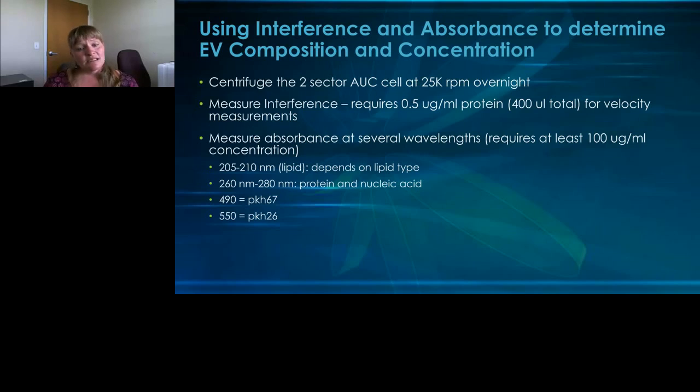I analyzed the data in SEDFIT and overlaid the concentrations versus velocity for all the measurements and determined the concentration and groups of EV populations.